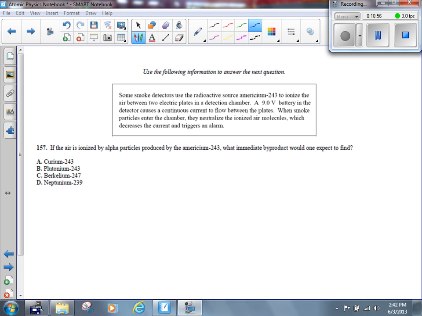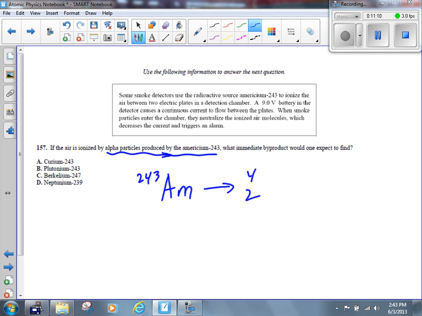It says we're decaying Americium-243 via alpha decay. The alpha particle is produced by Americium-243. It's going to look something like this. Here's my alpha particles generated by this Americium-243.